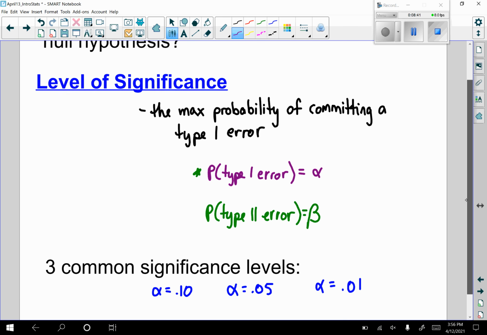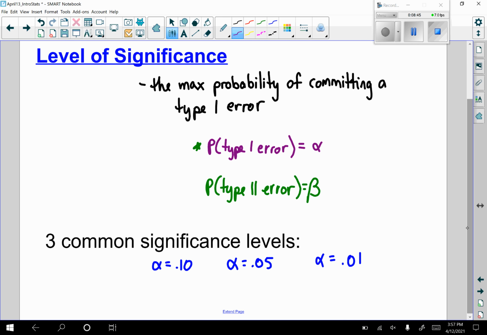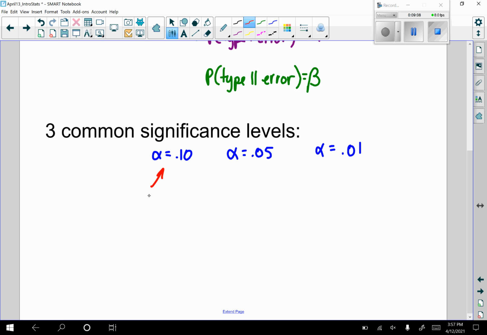And again, our 3 common significance levels. If we go with a 90%, a 95%, and a 99%, that just means alpha is 0.10. Alpha is 0.05. So we're staying away from the 90, 95. We usually use that side of it when we're looking at confidence intervals. And then alpha would equal 0.01. So this would indicate we have a 10% chance of a type 1 error, or rejecting a true null hypothesis.